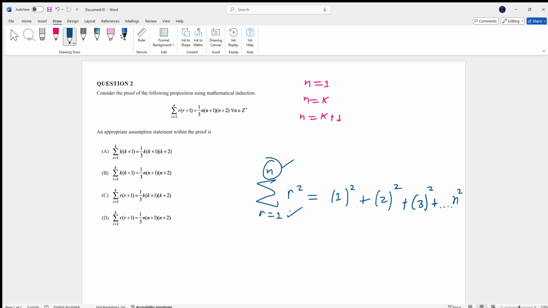Now, when we're changing n equals k, we actually do not change the thing inside the sum at all. It has to remain the same. So if I'm letting n equal k, I wouldn't affect the thing inside the sum at all. I would just be affecting the top thing here, because that's the only thing in terms of n. So in this case, it would be finishing at k, but it would still be r equals 1 of r squared. So in this situation, A and B are incorrect because they have replaced the r with k, not the end. So that one and that one are incorrect straight away. Okay. Hopefully you understand what I mean by that.